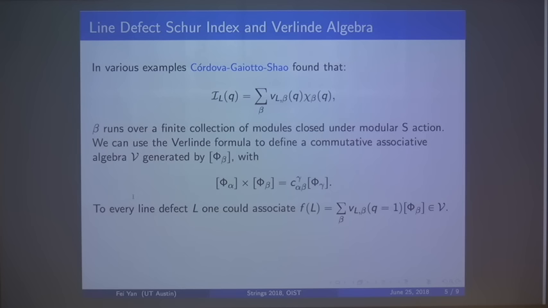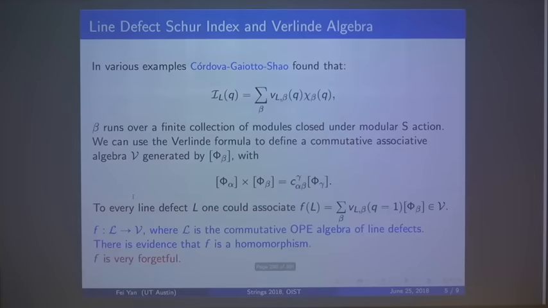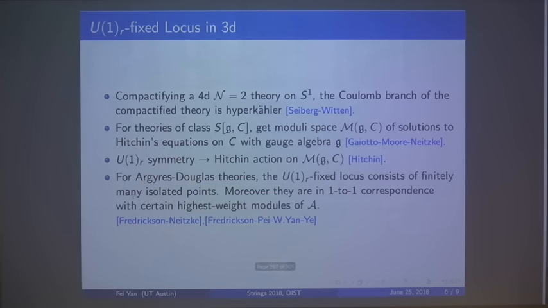Given that, we could use Verlinde's formula to define a commutative associative algebra, the Verlinde algebra, with the appropriate fusion rules. Moreover, this character expansion also gives you a map from the line defect OPE algebra to the Verlinde algebra. It's a quite nice map in the sense that this is a homomorphism between two commutative algebras. And it's a very forgetful homomorphism, namely it collapses the infinite dimensional line defect OPE algebra to the finite dimensional Verlinde algebra. Now to introduce the third player of the game, we compactify the theory on a circle.